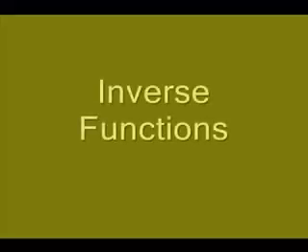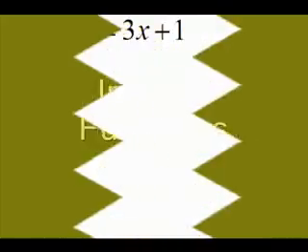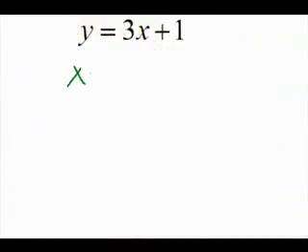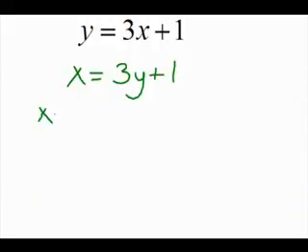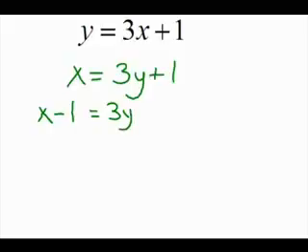Now we will talk about inverse functions. Inverse functions are functions that undo an original function. To do this, we will first switch our x and y's. So for our first example, instead of y equals 3x plus 1, we'll say x equals 3y plus 1. Then we will solve for y by subtracting the 1 and dividing by the 3.